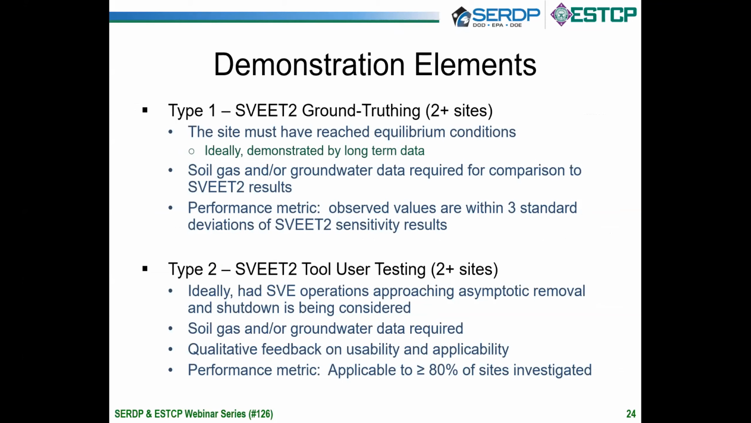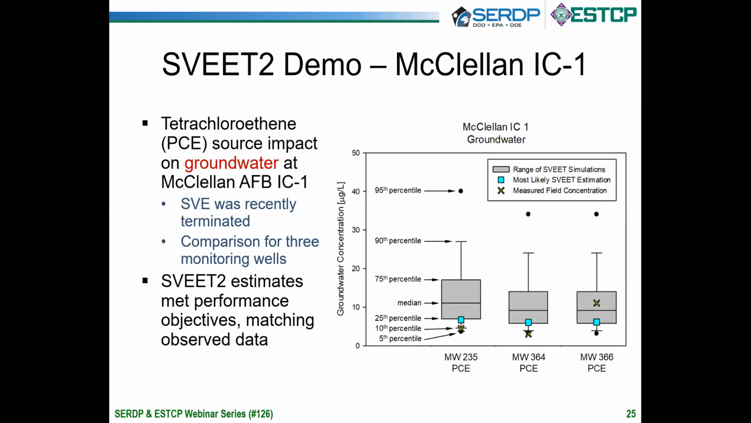And then the other element of the demonstration was to do some user testing, where we were looking at sites with SVE operations and the appropriate data, and wanted to get some qualitative feedback on usability and applicability to sites. And the performance metric here was that greater than 80% of sites would be able to use this tool for decision making. I'll go through a couple of examples for the ground truthing portion of the demonstration.